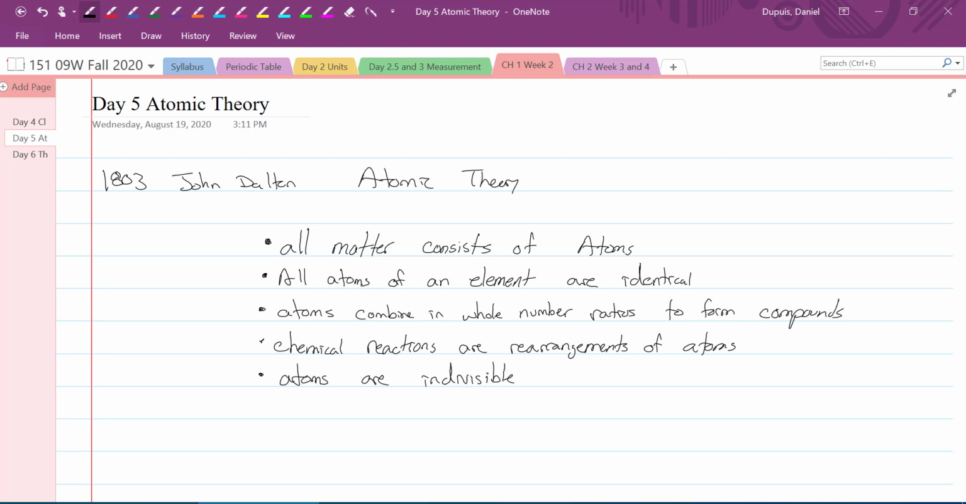So here's my atomic theory. All matter consists of atoms. True. We know there's smaller particles, which we'll get to in a minute, but that's true. All atoms of an element are identical. That, of course, is not true. That has been proven to be false. Now, he didn't know, right? He didn't know. And you'll learn in this course, 1800 is basically when our course starts in history.